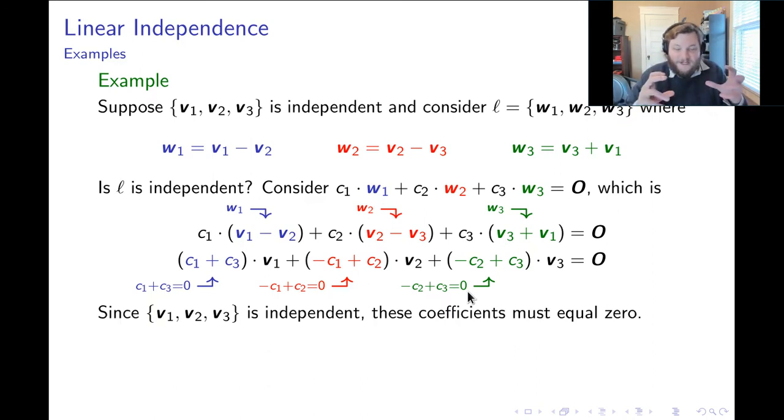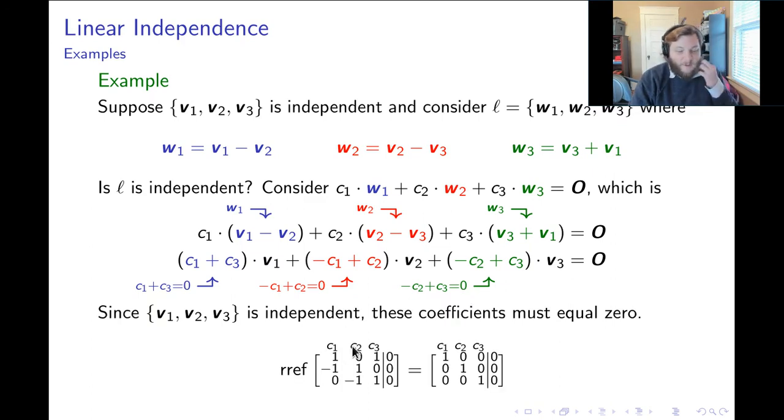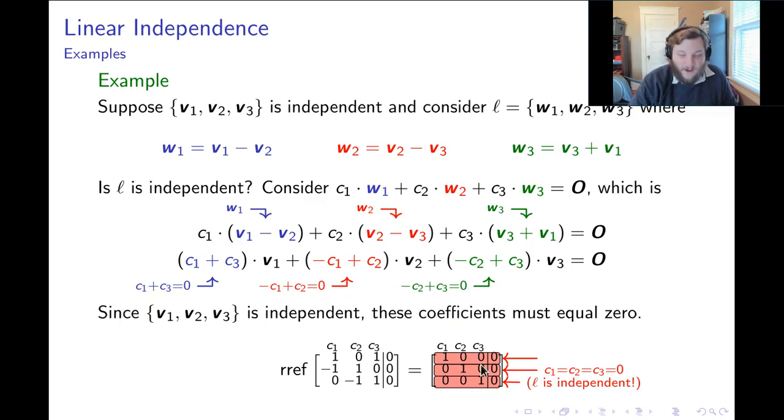And what have we bumped into? We've now bumped into a system of equations. If I represent this system of equations with an augmented matrix, again, the equations are c1 plus c3 equals 0, negative c1 plus c2 equals 0, and negative c2 plus c3 equals 0, I can find the reduced row echelon form and figure out what the c's are. Here, when I take the reduced row echelon form, I get c1 has to equal 0, c2 has to equal 0, and c3 has to equal 0.